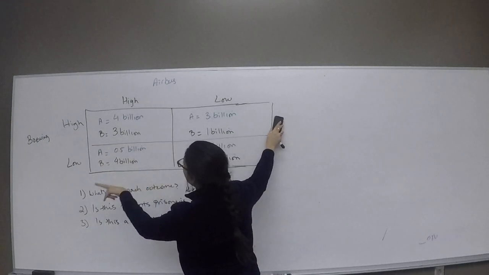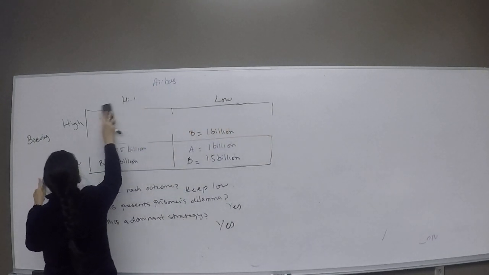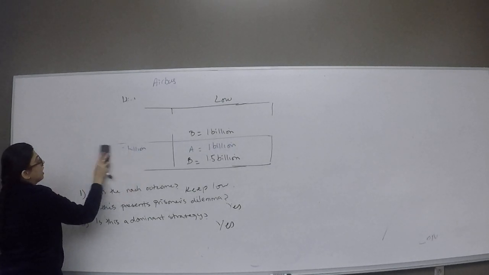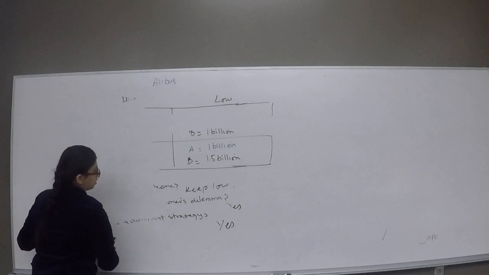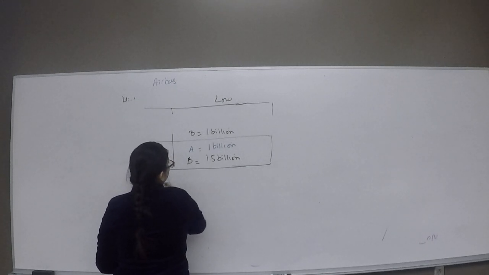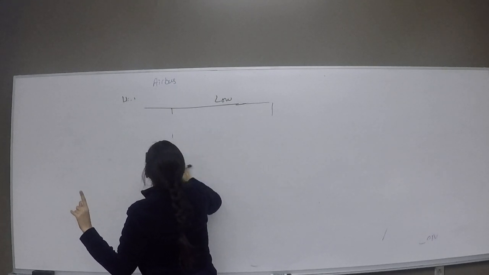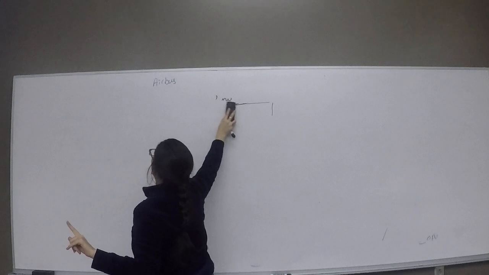So same kind of Boeing Airbus example, but in a sequential game theory. Let's see how that works out. So in a sequential game theory, one party gets to decide first.